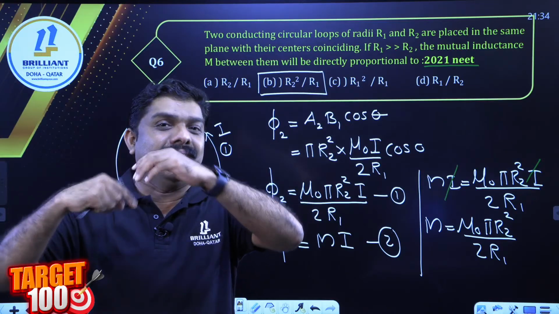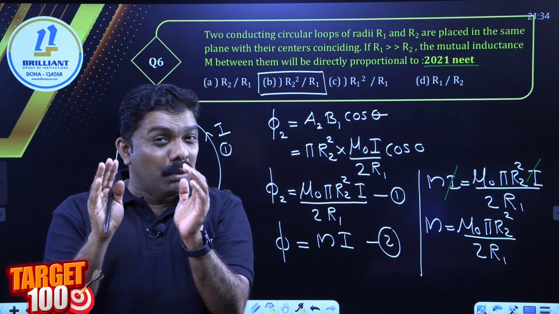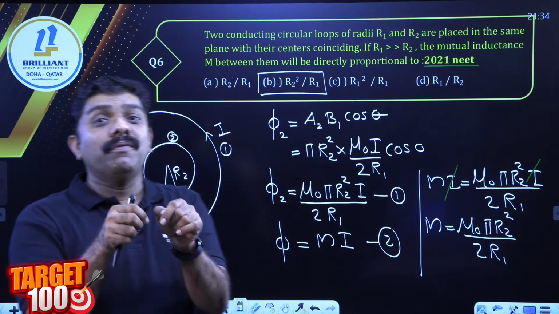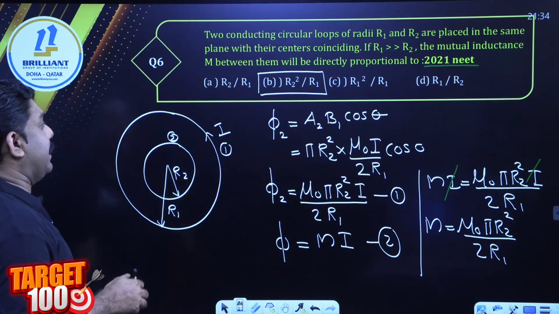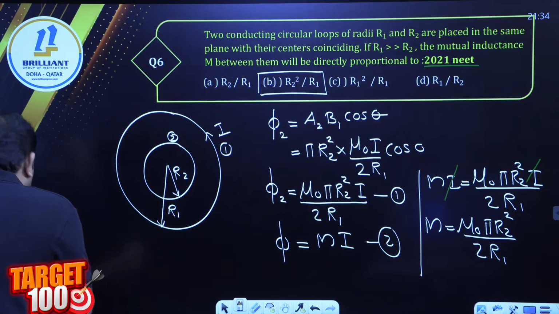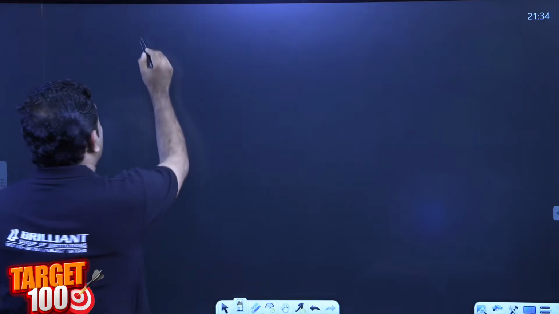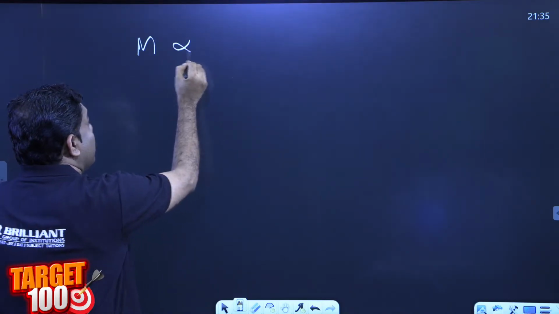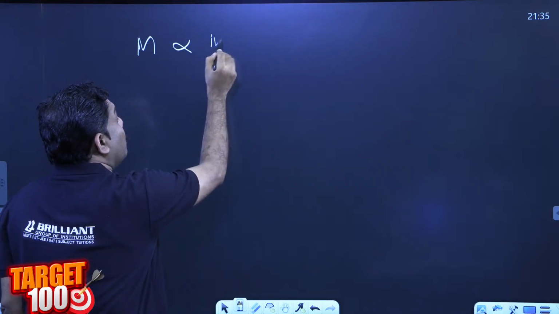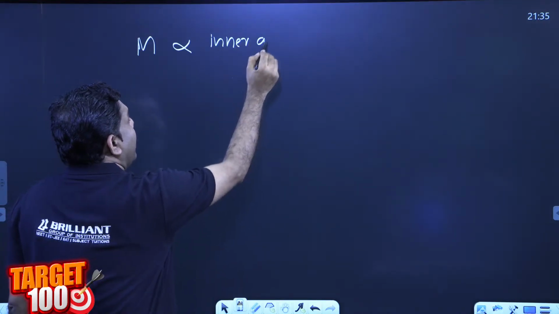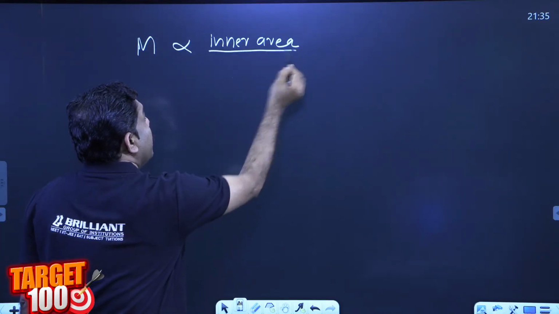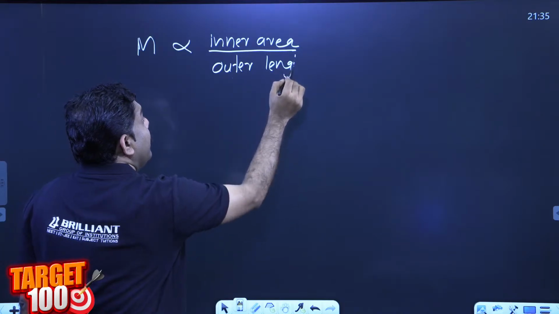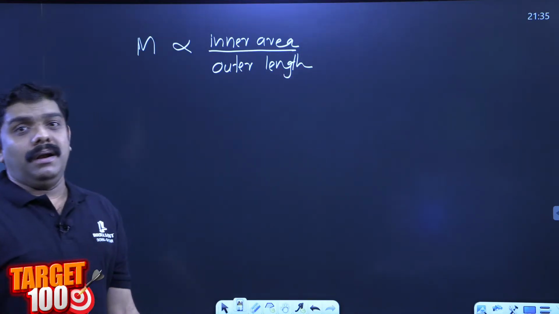wound one over the other, so they have equal area. But if they have different areas, how can we find the mutual inductance? If they have different areas, there is a shortcut to find the mutual inductance. You know, mutual inductance is directly proportional to inner area divided by outer length, always. Inner area by outer length.